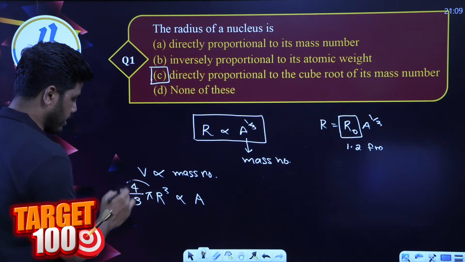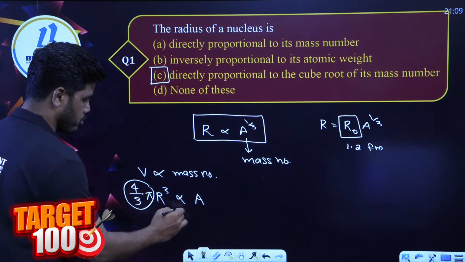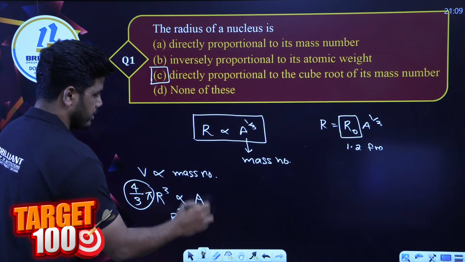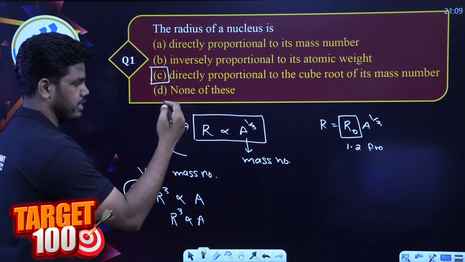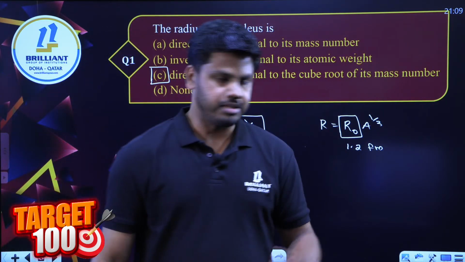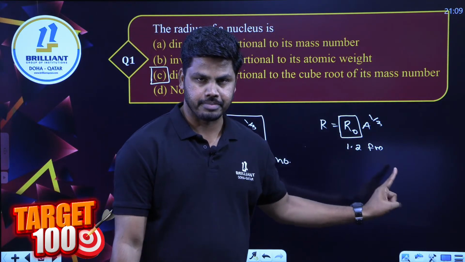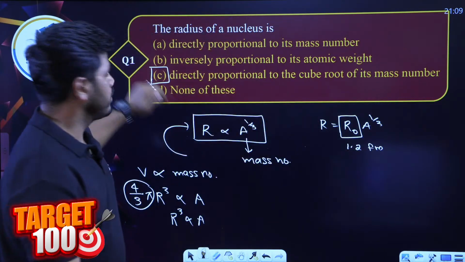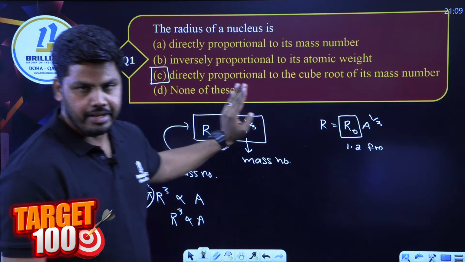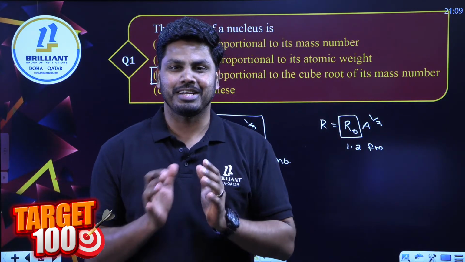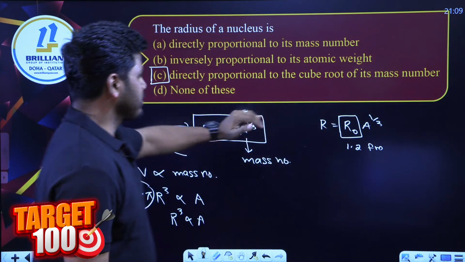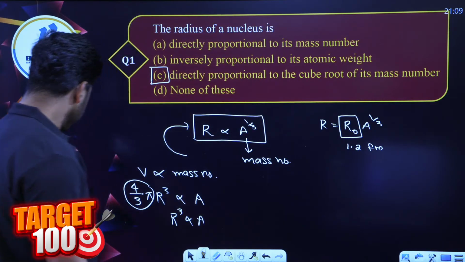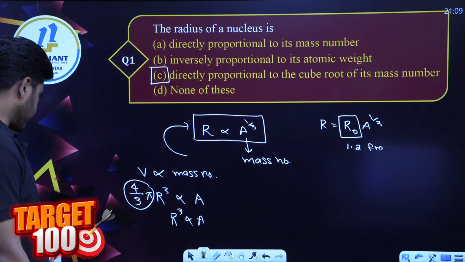Correct? 4 by 3 pi is another constant. R cube is proportional to A, or R is proportional to A raised to 1 by 3. That is how we got that relation, and the proportionality constant also we discussed. So for question number 1, it was option C. Radius of nucleus is directly proportional to cube root of its mass number. Good. Moving on to the next question.